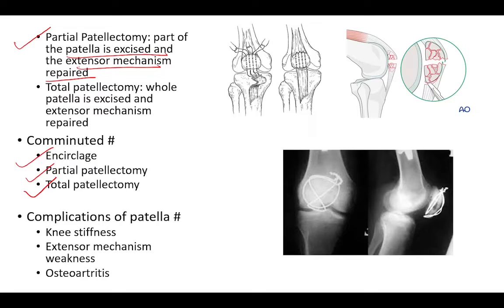Complications of patella fractures include knee stiffness, extensor mechanism weakness, and osteoarthritis. The osteoarthritis here can be a patellofemoral osteoarthritis.